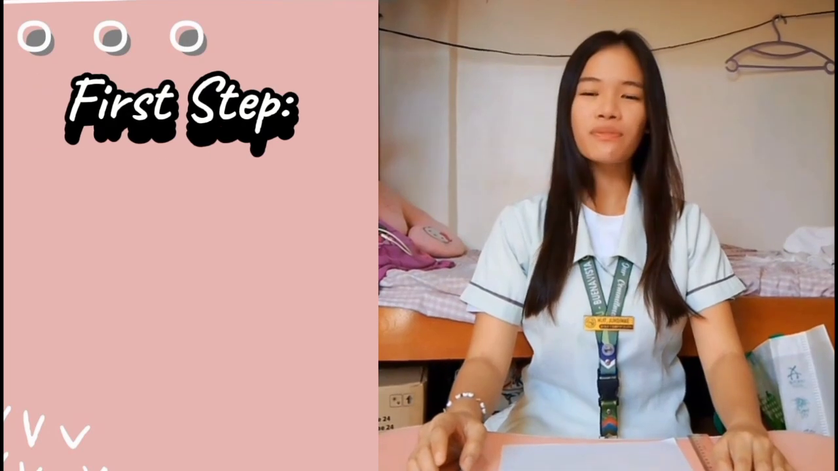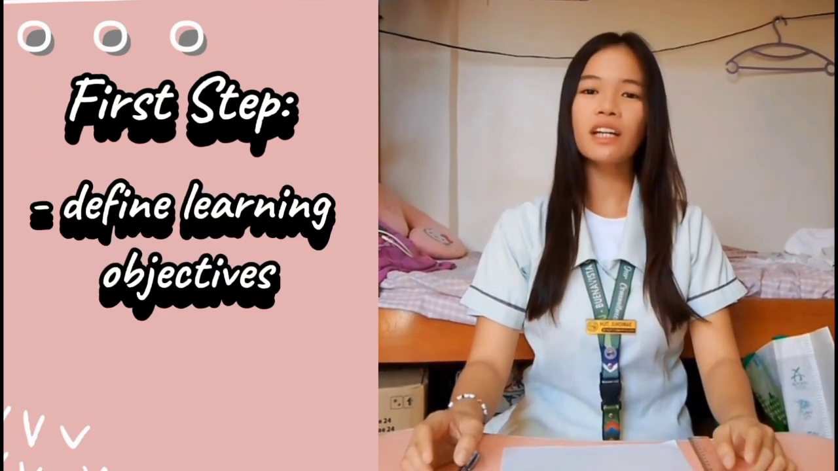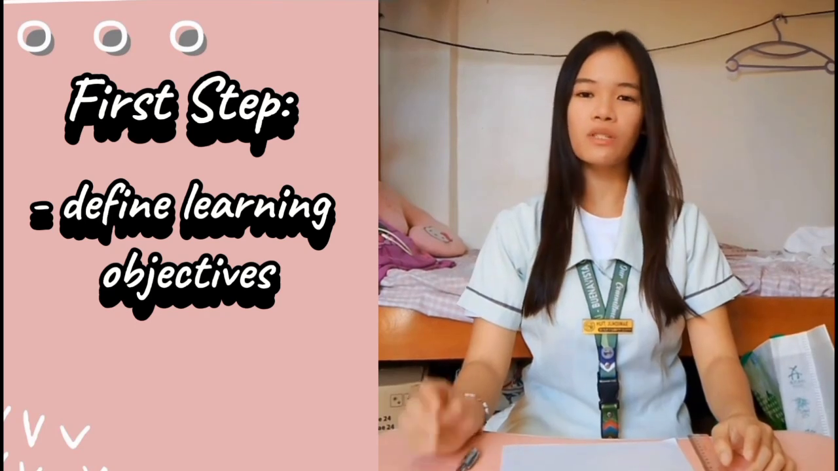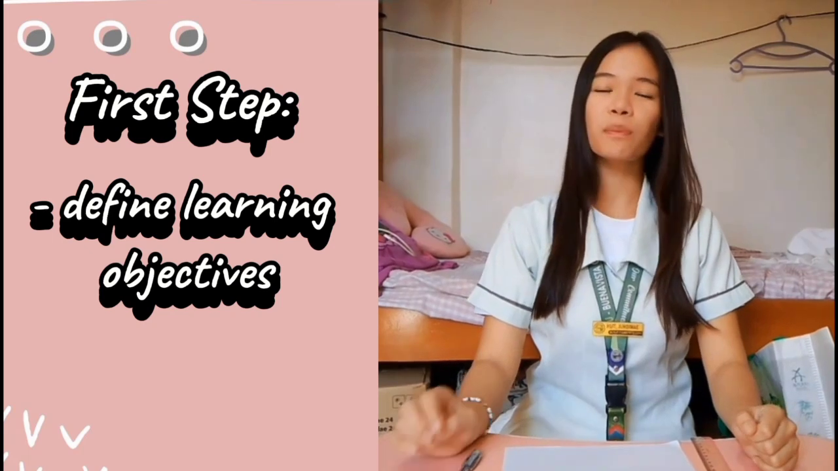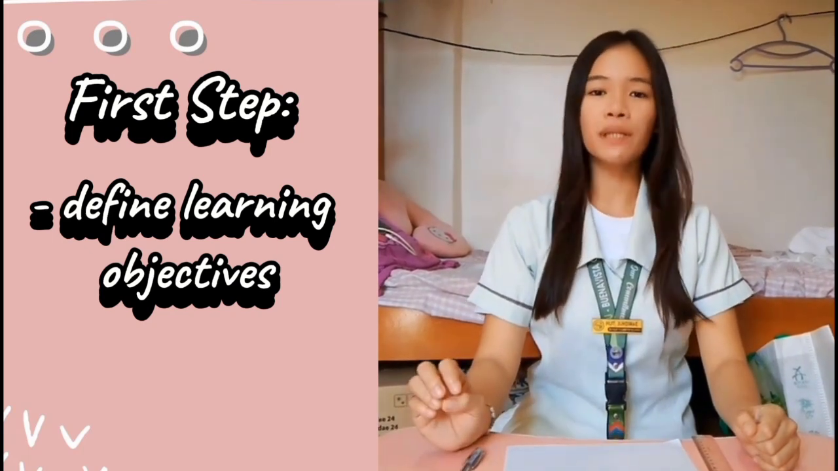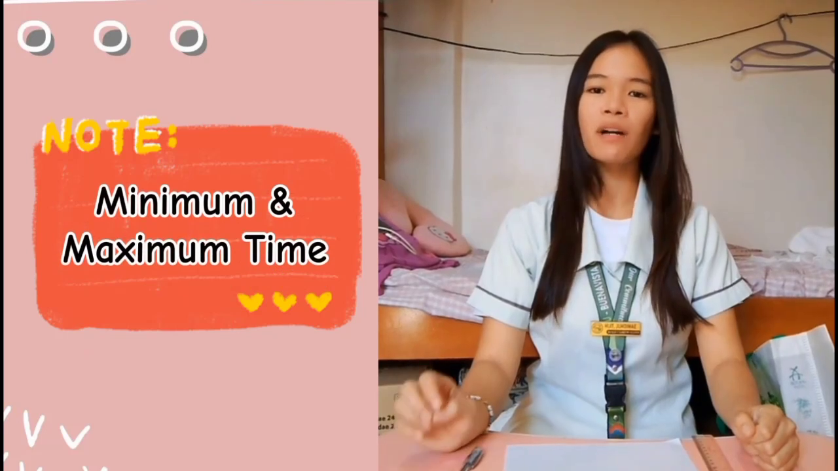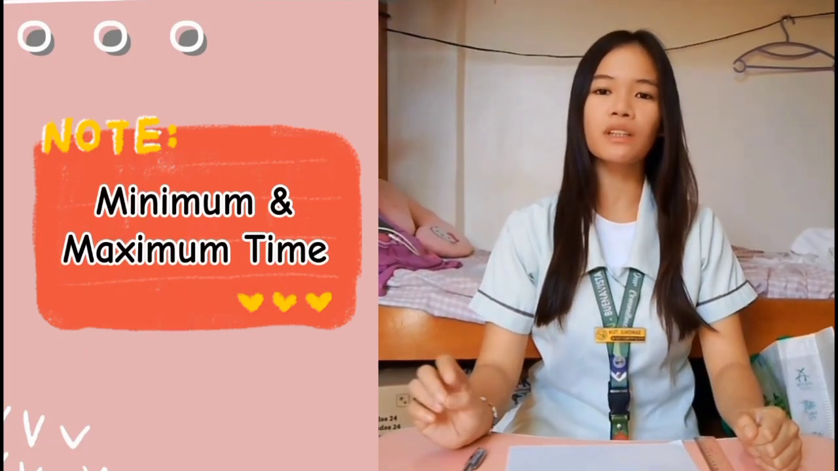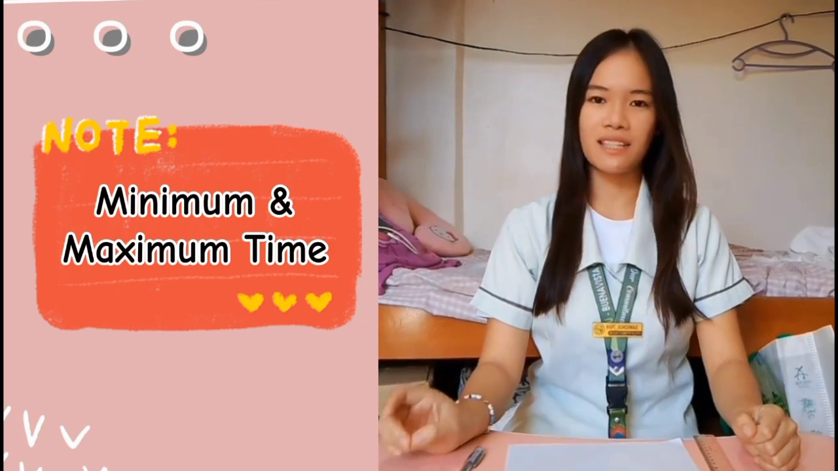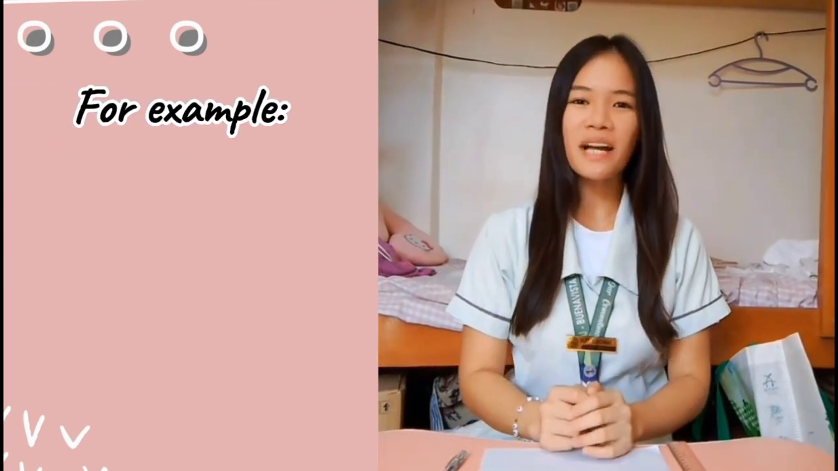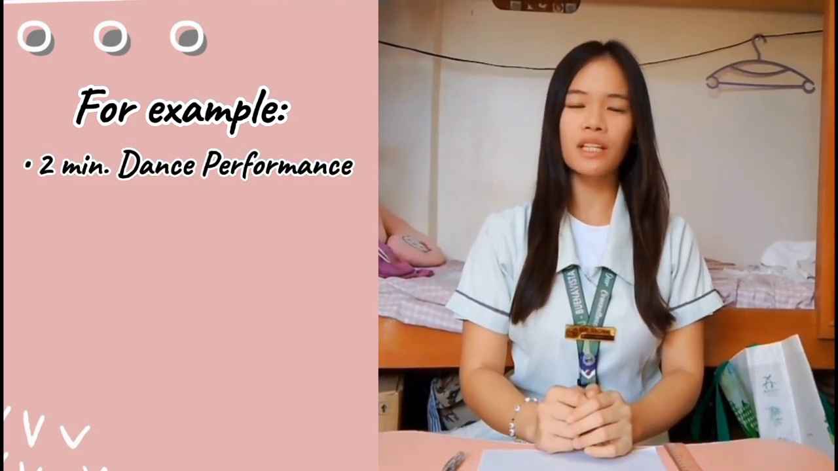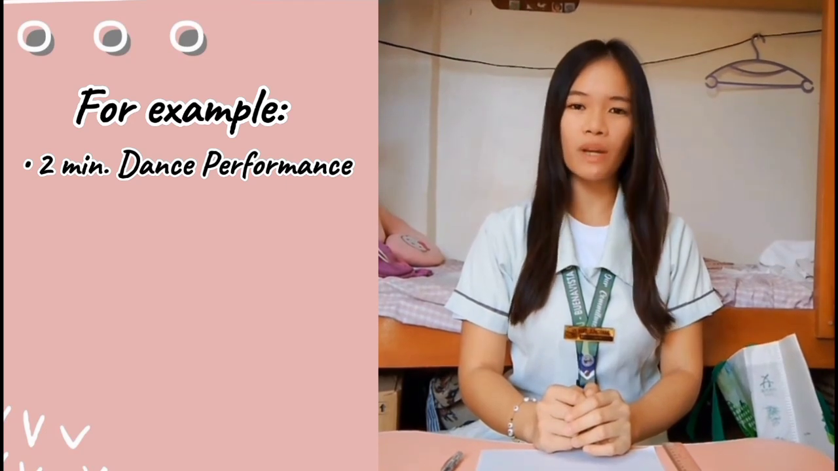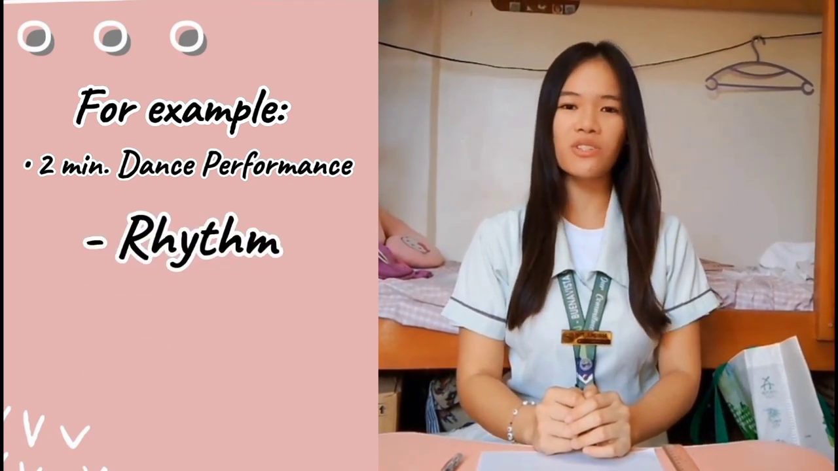First step, you will define the learning objectives that are expected of your students to know or perform. So take note, as a teacher, you should first provide them the minimum or maximum time allotment for each group that will be performing their dances. For example, in a 2-minute dance performance, your students should be able to demonstrate rhythm, coordination, and creativity.